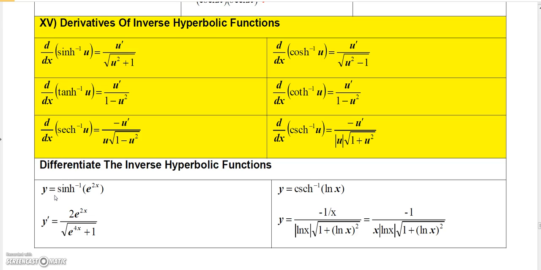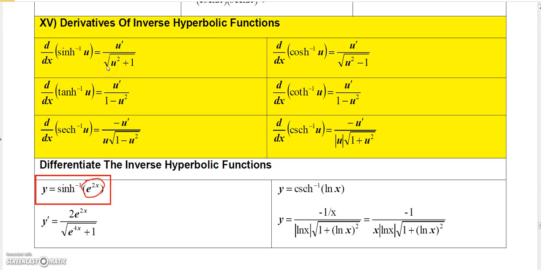So the first function I'm going to work with is this one here, the inverse hyperbolic sine of e to the 2x. Now go to the formula, which is right here, and notice in the numerator you put u prime. Now what would that mean? That would mean that in the numerator, we would have the derivative of this argument here. And so the derivative of e to the 2x would be 2 times e to the 2x.